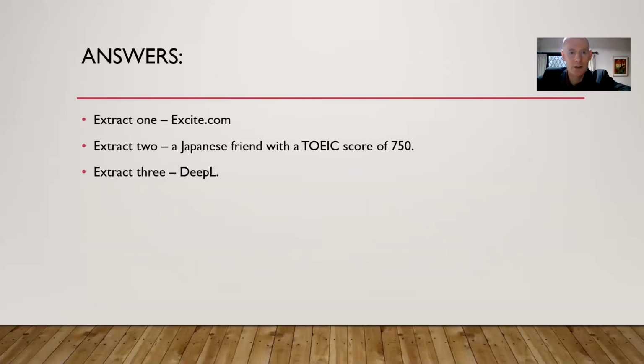And here are the answers. Extract 1, the word salad, is excite.com. Extract 2 is a Japanese friend with a TOEIC score of 750. And extract 3 is DeepL.